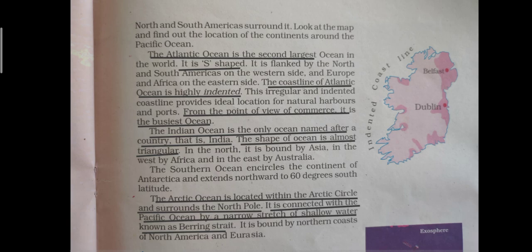Now next ocean is Atlantic Ocean. Atlantic Ocean is the second largest ocean in the world. It is S-shaped. It is flanked by North and South Americas on western side and Europe and Africa on the eastern side. The coastline of Atlantic Ocean is highly indented. This irregular and indented coastline provides ideal location for natural harbors and ports. From point of view of commerce, it is the busiest ocean.